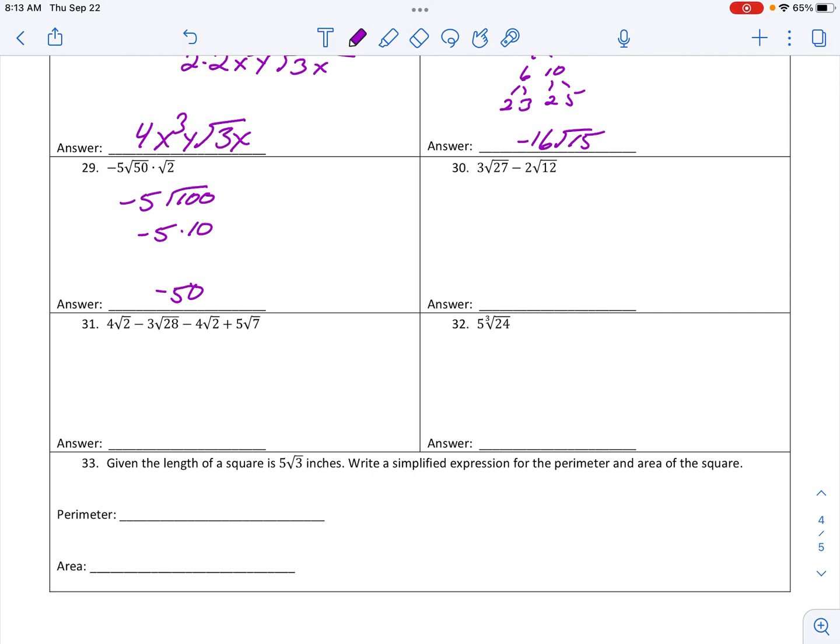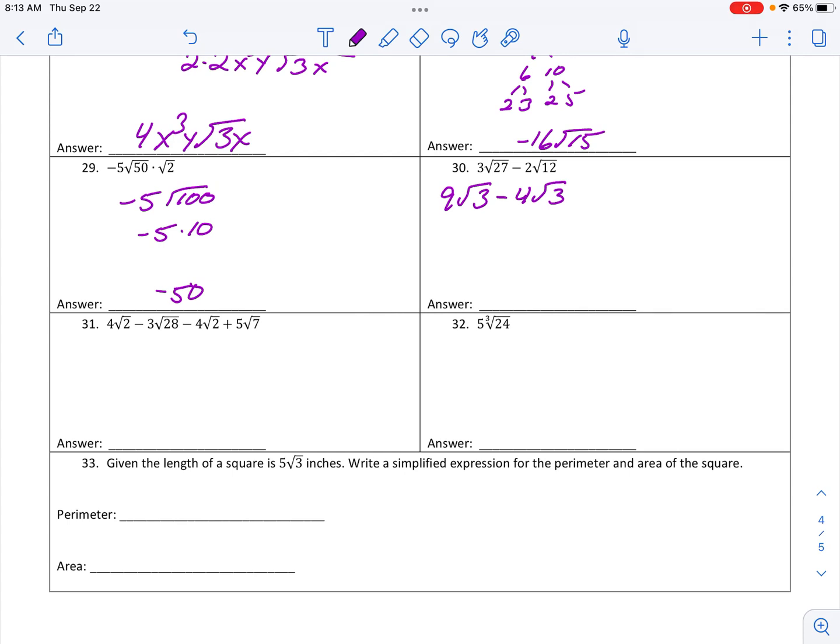Okay, adding and subtracting. In order to add and subtract, I gotta have like radicals, which I do not. So unfortunately, I gotta take both of these off to the side. 27, 3 root 27, simplify. Negative 2 root 12, simplify. All right, 3 root 27. When I do that one, I'm gonna end up with a 9 root 3. And then negative 2 root 12, I'm gonna end up with a negative 4 root 3.